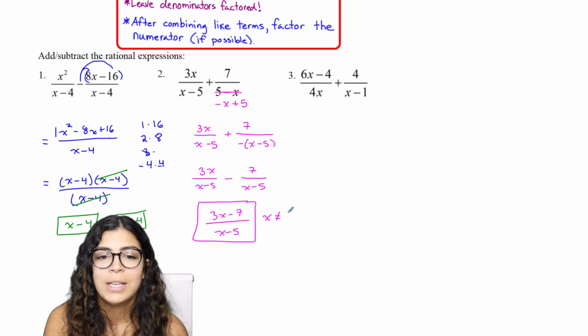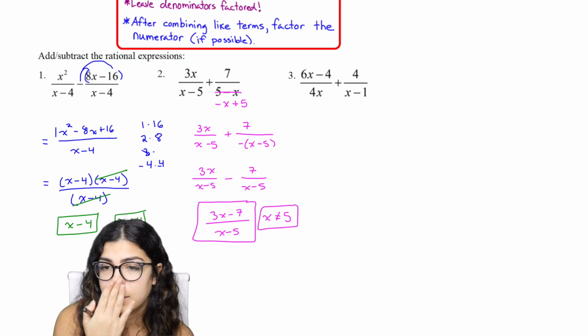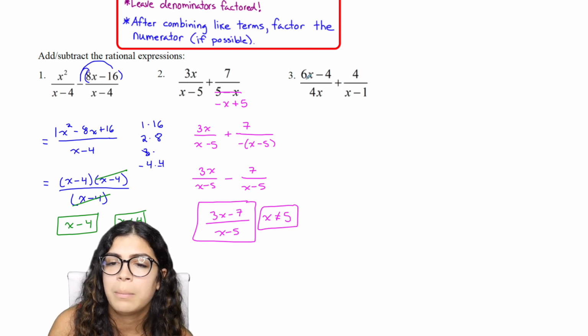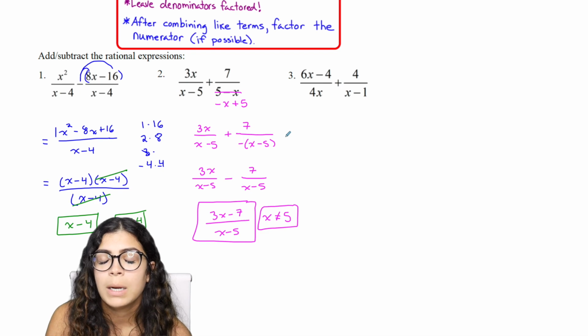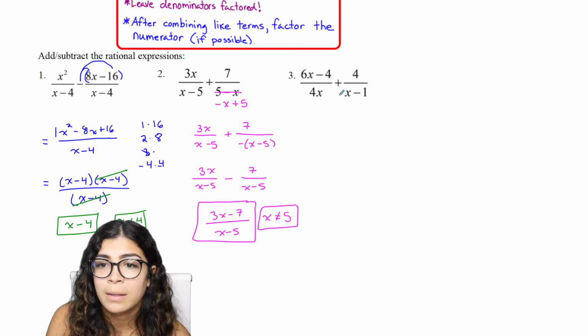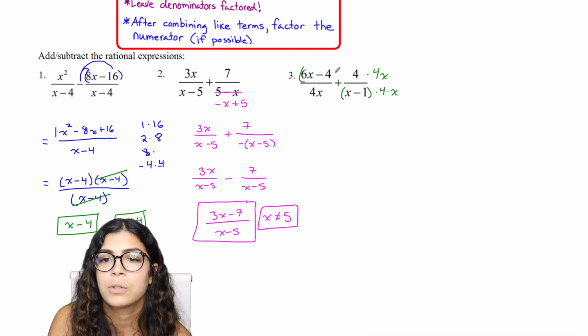All right, so let's try one more that's a little bit more complex. So we're actually going to have to multiply things in, right? So I have 4x in the denominator of the first fraction, and I have x minus 1 in the denominator of the second fraction. Now, no matter how I shape this, I'm going to have to multiply this fraction by 4x, because I am missing 4 and x as factors. And I'm going to have to multiply this fraction by the factor x minus 1, because that's missing from the first fraction.